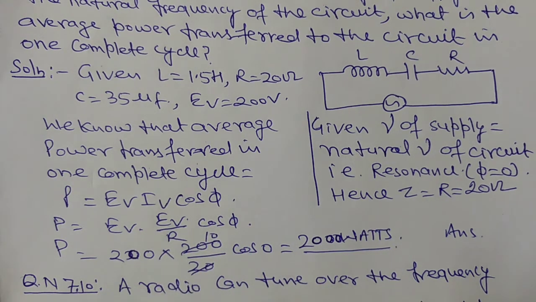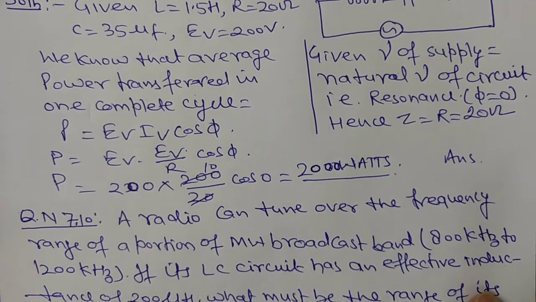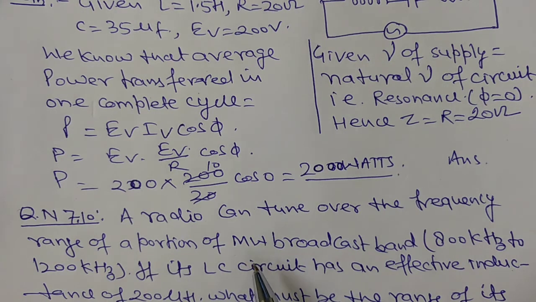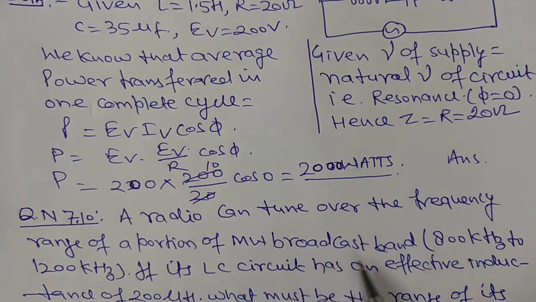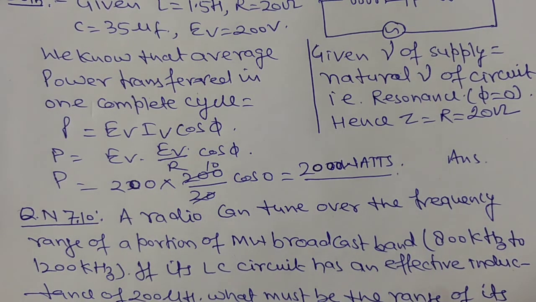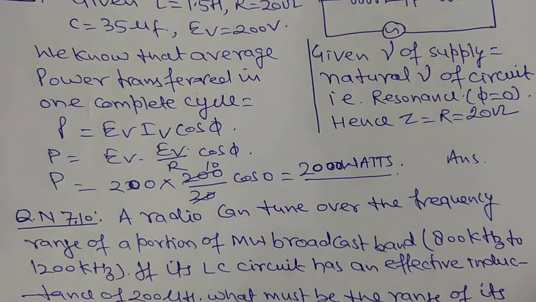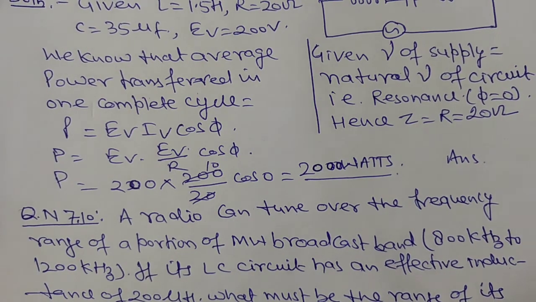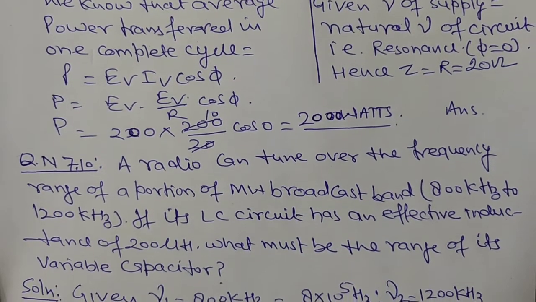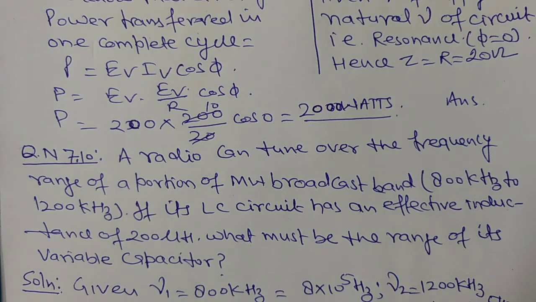Now question number 10. A radio can tune over the frequency range of a portion of the medium wave broadcast band, 800 kilohertz to 1200 kilohertz. If its LC circuit has an effective inductance of 200 microhenry, then what must be the range of its variable capacitor?